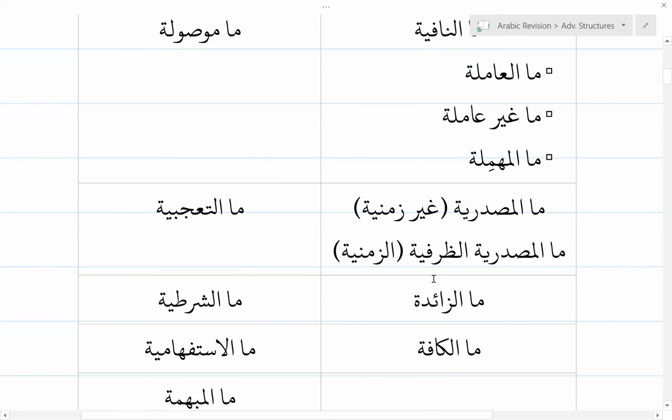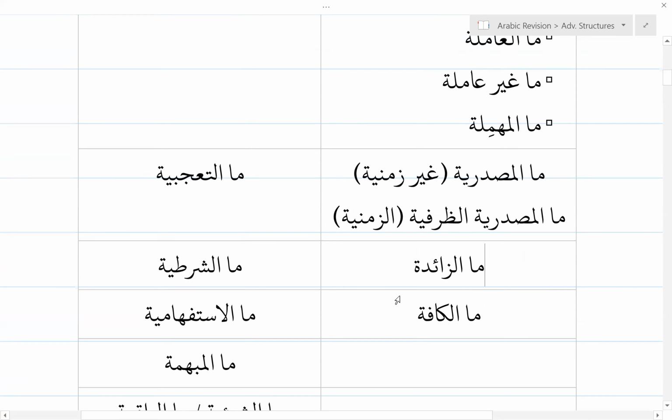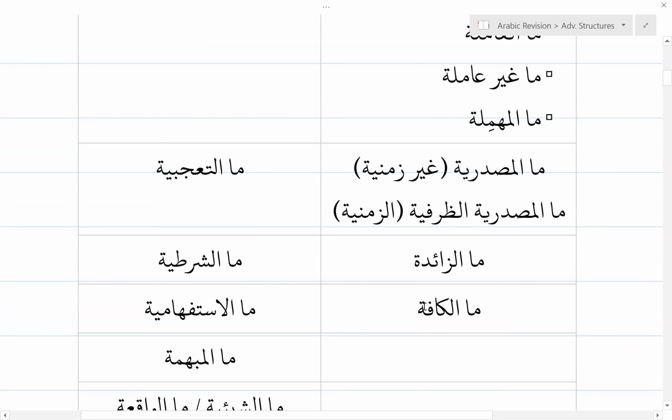Then you also have the ما that is حرفية, that is ما الزائدة, and we've come across several حروف that are زائدة. باء زائدة, من زائدة, what else have we come across? So now ما زائدة. There are so many حروف that are زائدة, and this is another one, and we'll take a look at that. Then lastly, we have ما الكافة.